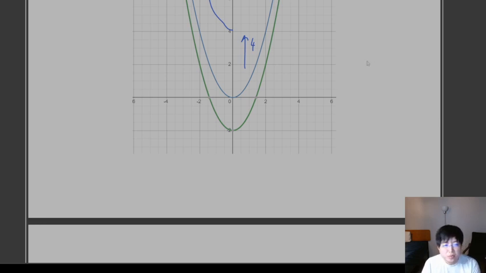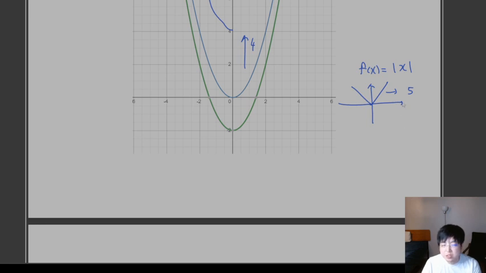I don't want to go too deep about the notation, but for example, let's say f of x is absolute value of x, okay? How does it look like? That looks like this V shape, right? Kind of. So if you want to shift this to the right by 5 units, then what should we do?